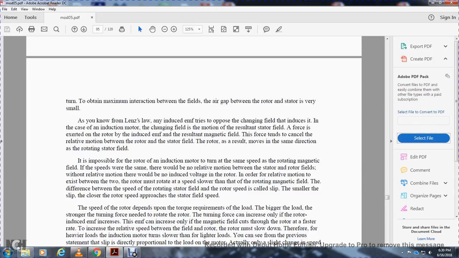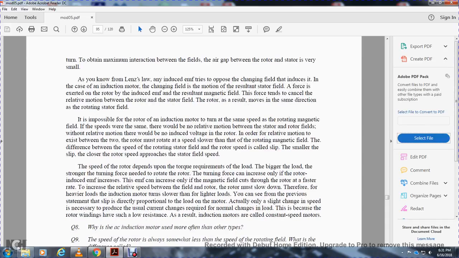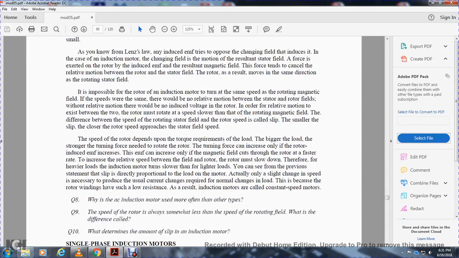The force tends to cancel the relative motion between the rotor and stator field. The rotor as a result moves in the same direction as the rotating stator field. It is impossible for the induction motor to rotate at the same speed as the rotating magnetic field, because if the speeds were the same, there would be no relative motion between the stator and rotor fields. Without relative motion, there would be no induced voltage in the rotor.